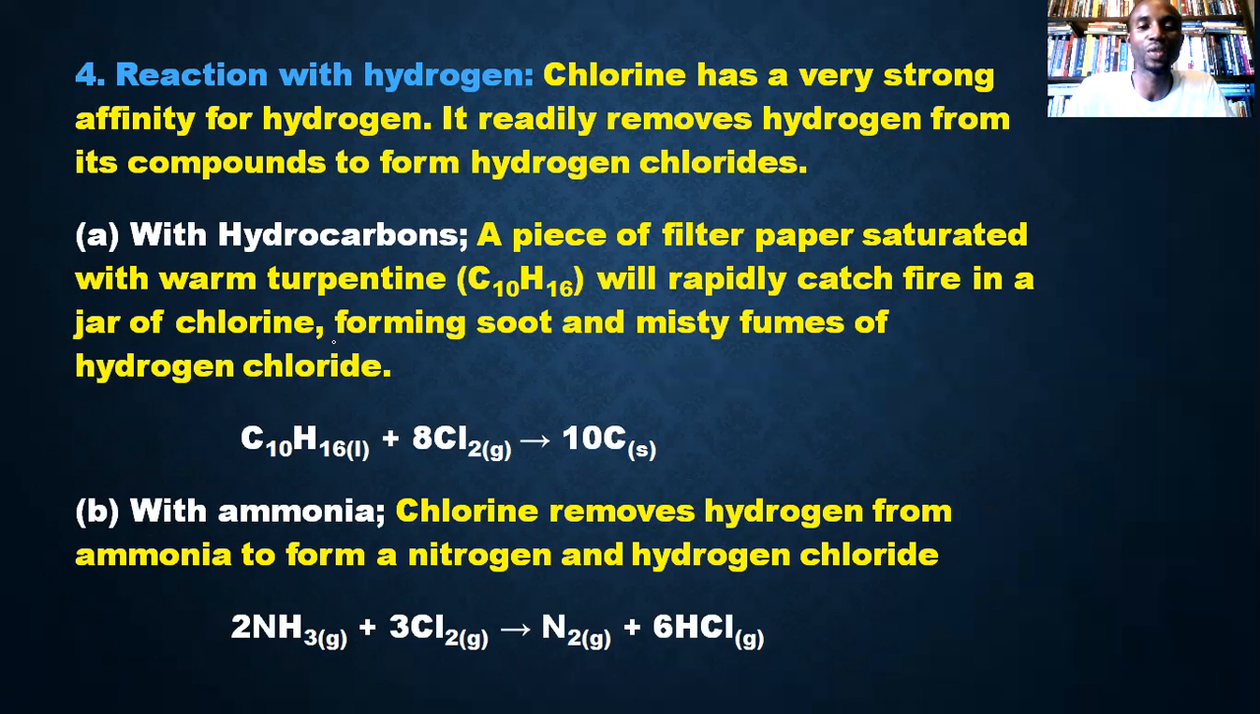Okay, next thing is that it also reacts with hydrogen. Of course, when chlorine reacts with hydrogen, it's going to form a halide of that hydrogen, which is hydrogen chloride. It also reacts with hydrocarbons. A piece of filter paper saturated with warm turpentine oil will rapidly catch fire in a jar of chlorine, forming soot and a misty fume of hydrogen chloride.